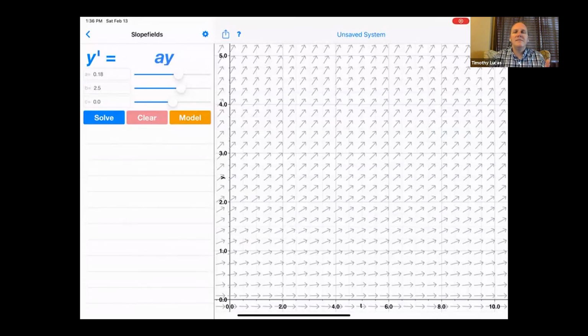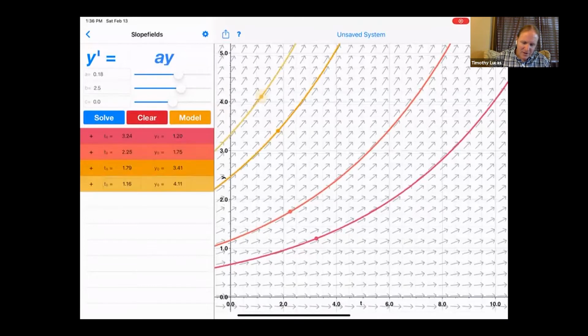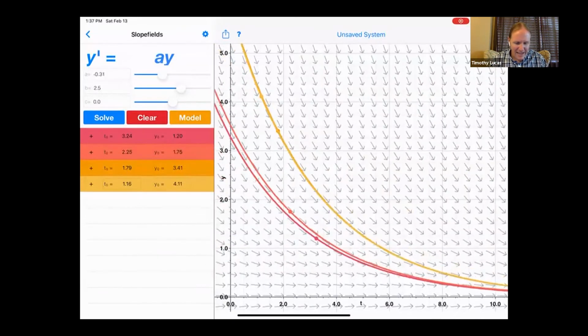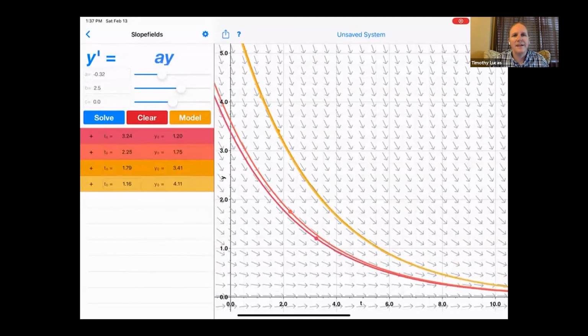Does what they see on the screen make sense with population growth? Then I ask them to tap on the screen to add some solution curves so they can get a sense of how the solution curves relate to the slope field, and whether the solutions themselves make sense. So this is the kind of thing I'd have them do, and then look at some exponential decay and have them repeat the process. Change a parameter so it's negative, and then we talk about things like chemical decay.